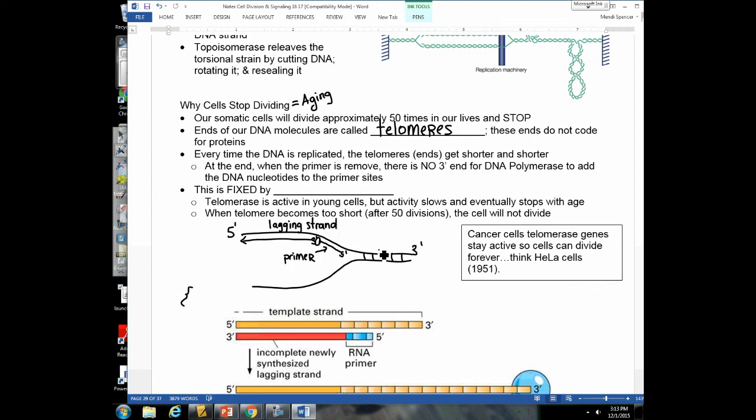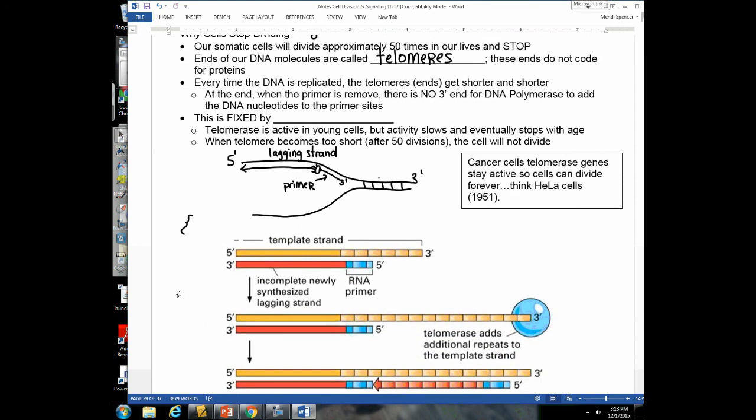When this part unzips, we'll have room then to copy more of the DNA on that lagging strand. Now the reason why I'm drawing you this is because this diagram down below is not showing you this part of replication. It's just showing you this is the lagging strand. So here's the lagging strand.